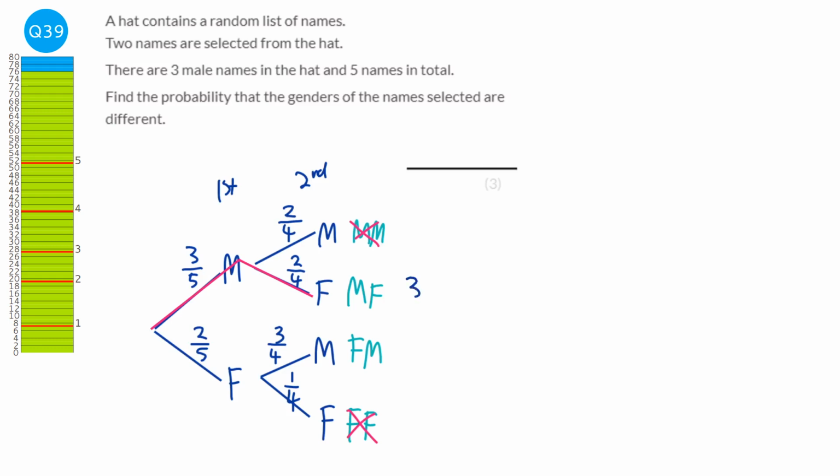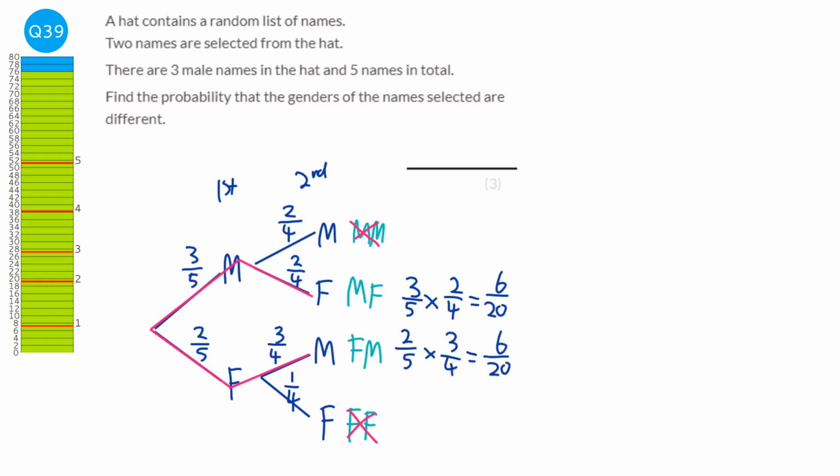So this will be 3 over 5 times 2 over 4. And I realise I could cancel 2 over 4, but I generally cancel at the end. So 3 times 2 is 6, 5 times 4 is 20. We're going to do the same with the other route. So 2 over 5 times 3 over 4. That would be 6 over 20.